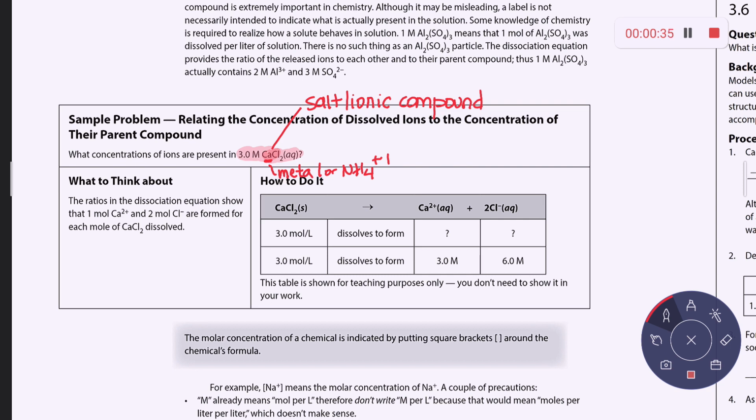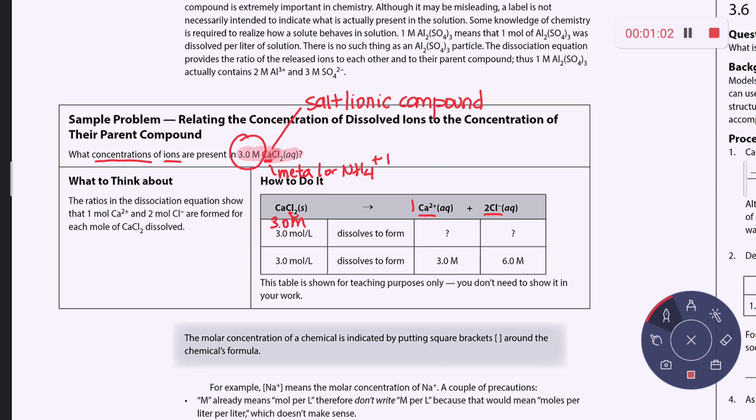Ions have charges. If I want the concentrations of the ions in solution, and I have the concentration of the solution, this is easy to do. So I have a 3 molar calcium chloride solution. When calcium chloride dissolves in water, I have 1 calcium ion, and then since there's a 2 subscript on the chlorine, I have 2 chloride ions, okay?